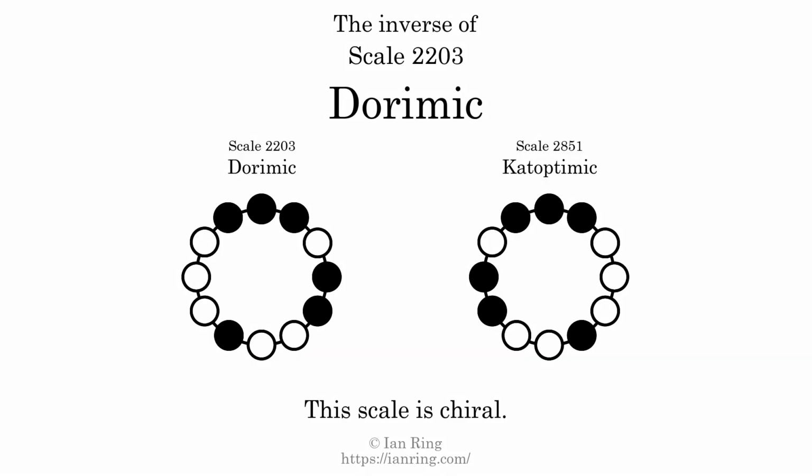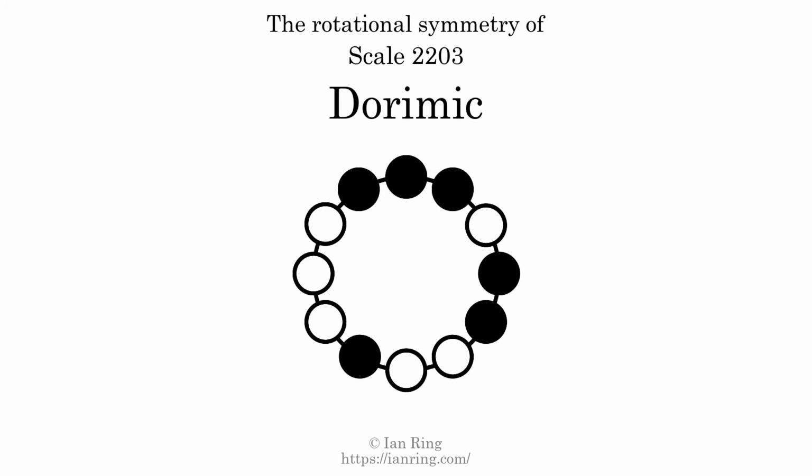The inverse of a scale is a mirror image. It is what you get when the sequence of intervals is reversed. The inverse of this scale is scale 2851, also known as catoptomic. This scale is chiral. It cannot transform into its inverse by rotational transformation. This scale has no rotational symmetry.